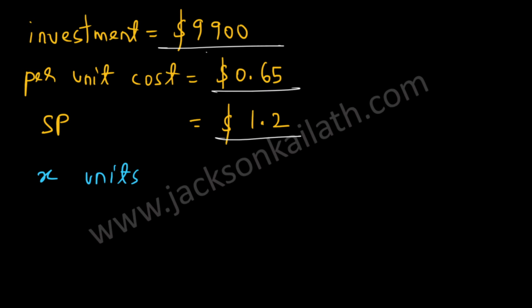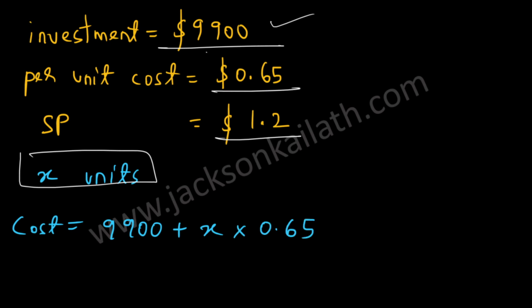All right. Now, what's the total cost if X units are produced? That would be the investment, which is 9,900, plus the per unit cost into X, right? So the total cost is 9,900 plus X into 0.65. Now, if X units are sold, what would be the selling price? That would be 1.2 into X.